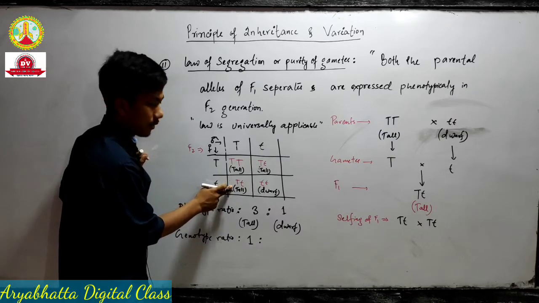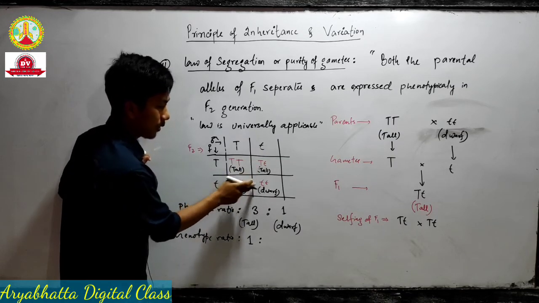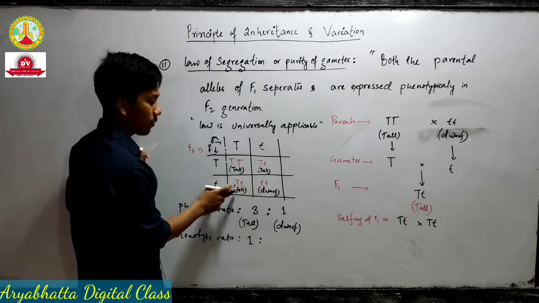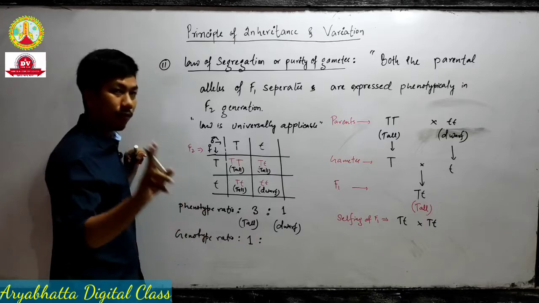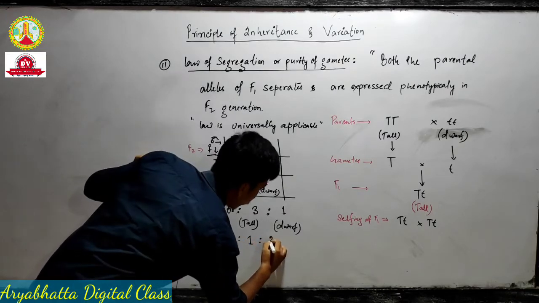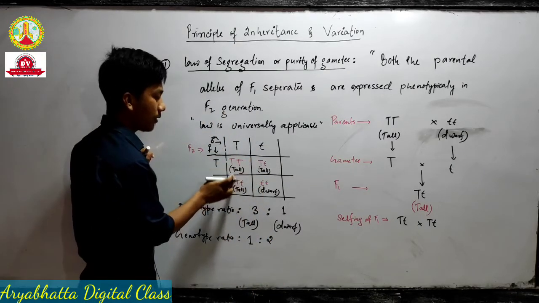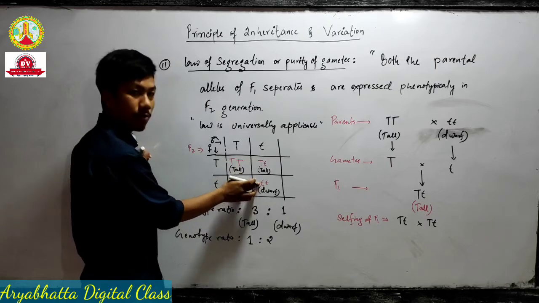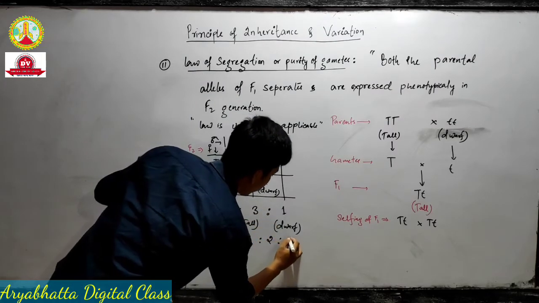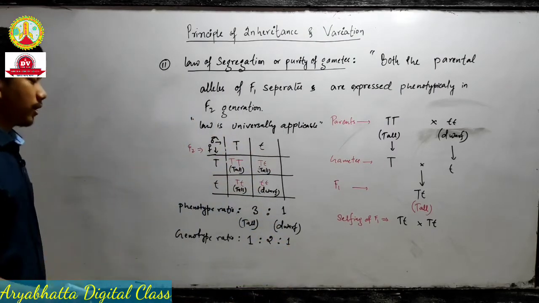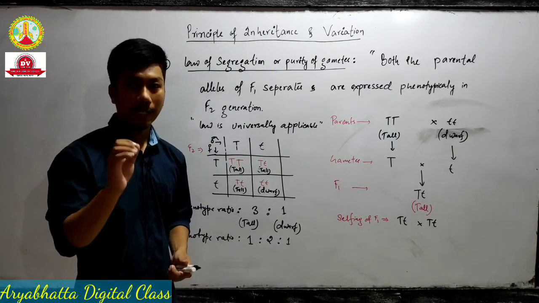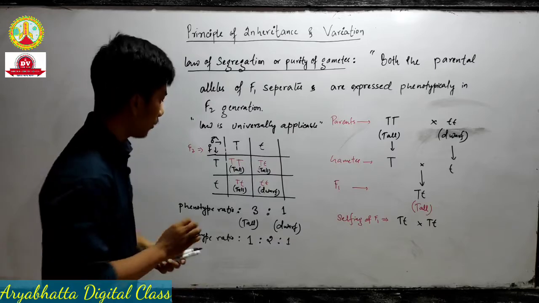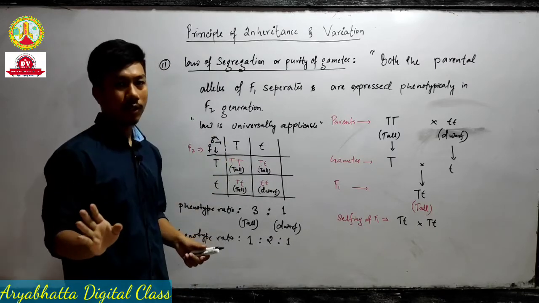Capital T small t, capital T small t. That one is small t, so we do not conclude here. So capital T small t, capital T small t. So we have two. Done. This is done, this is done, this is done. So we have only one small t, small t. So 1:2:1. That is your genotypic ratio. To find the genotypic ratio, just find the allele with the same letter.